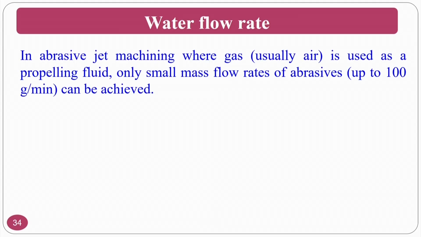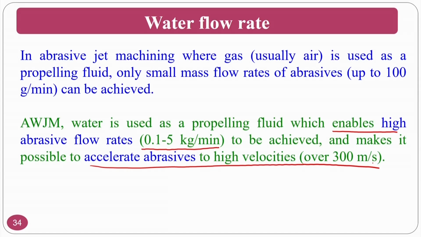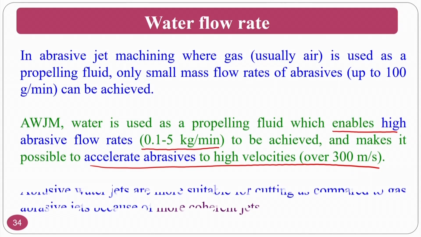In abrasive jet machining, gas is used as the propelling fluid, whereas in abrasive water jet machining you have water. Normally, water enables a high abrasive flow rate, normally 0.125 kg per minute, which is a very high value, and it is possible to accelerate the abrasive to velocities over 300 meters per second. With that velocity, it can cut materials like stainless steel, it can cut aluminum, and it can cut even glass and other brittle materials also.